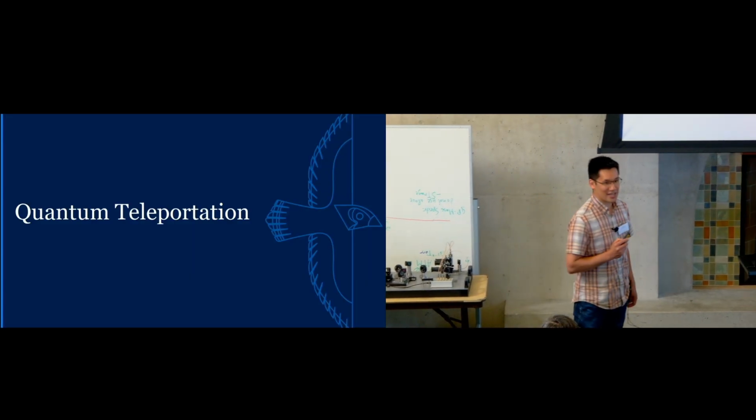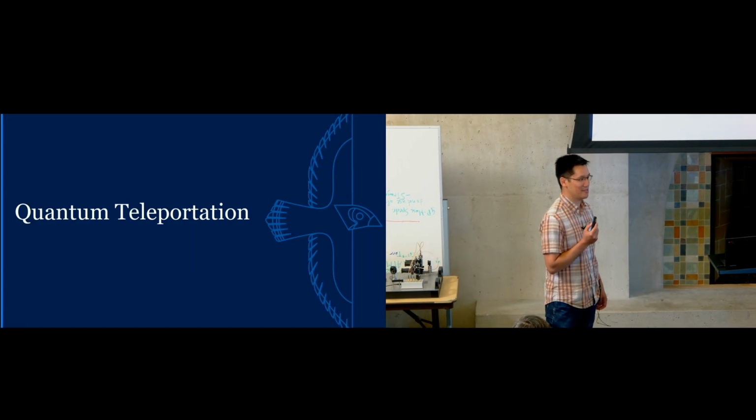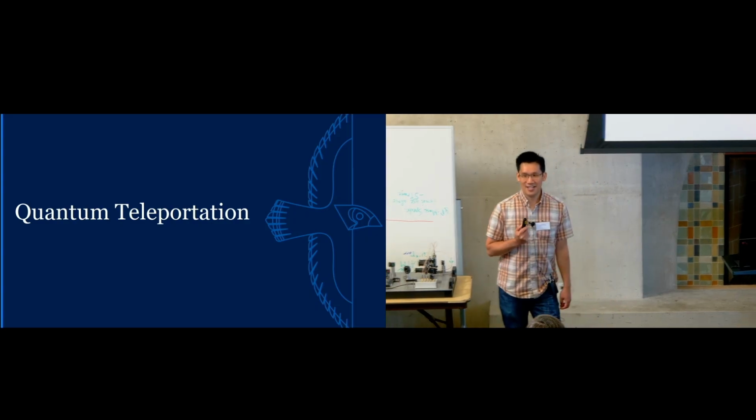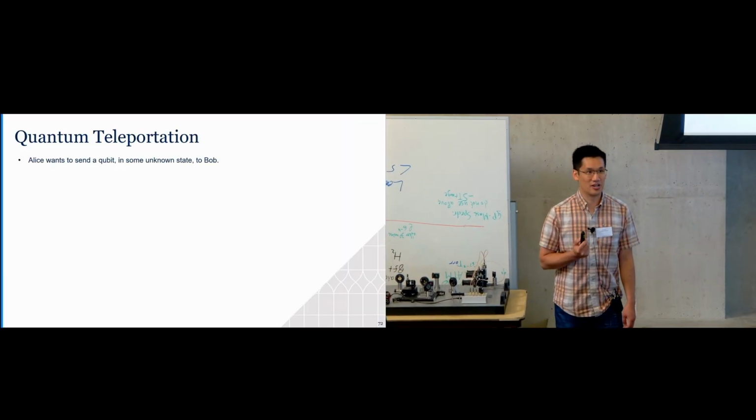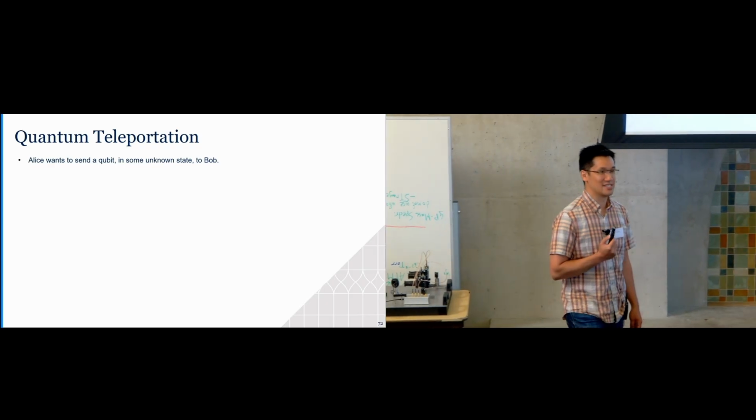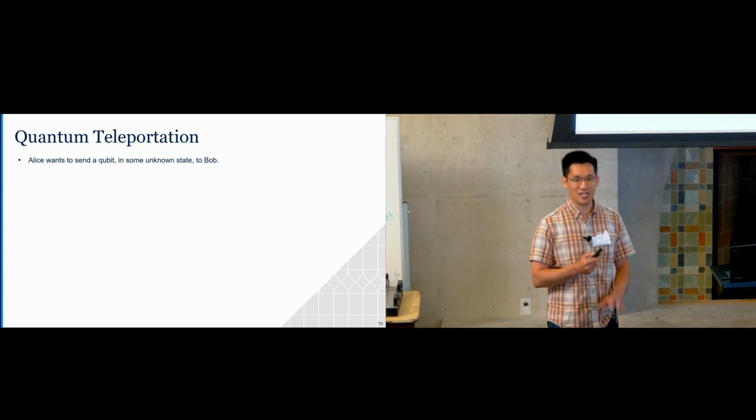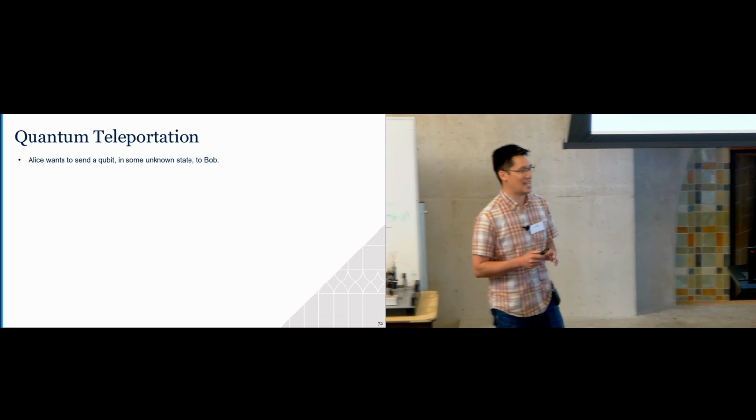All right, let's apply this to a problem of quantum teleportation. Okay, so in this protocol, there's two parties. Alice wants to send a qubit in some unknown state to Bob. So the fact that it's unknown matters.